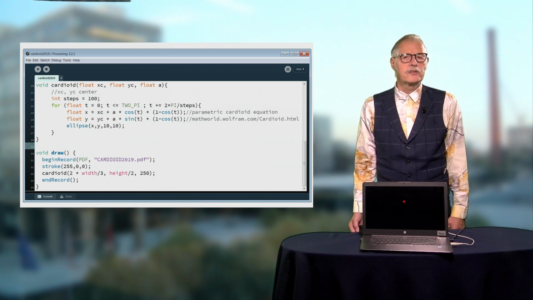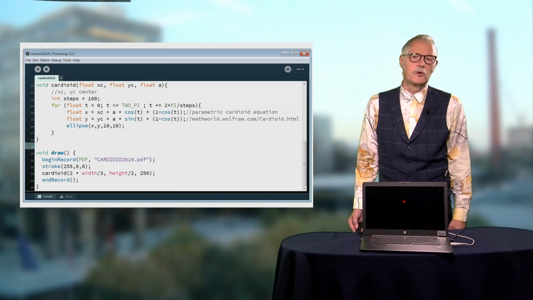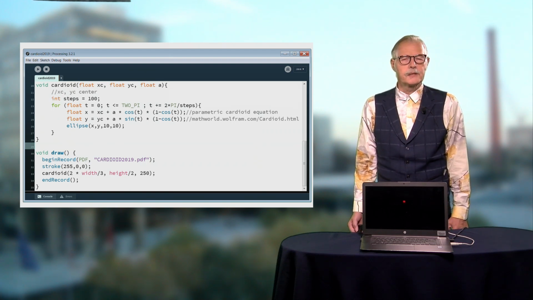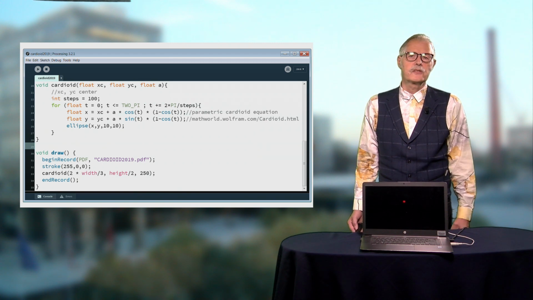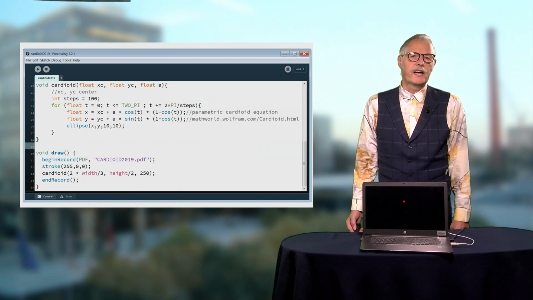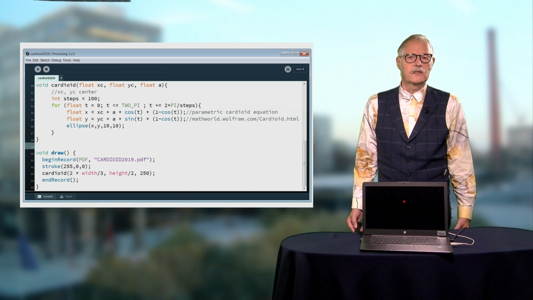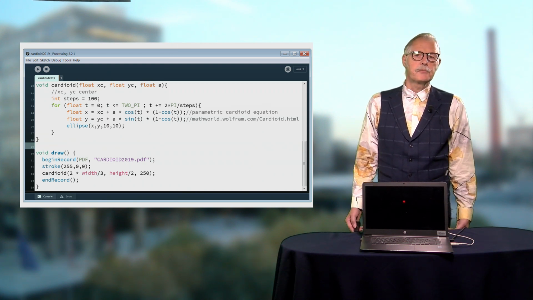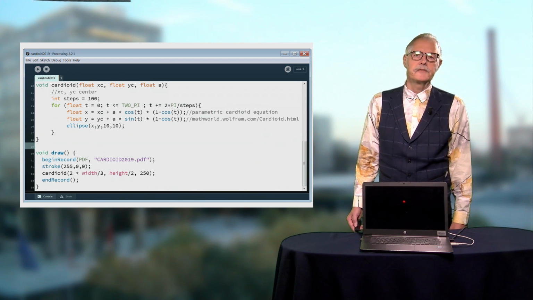In this case, we are going to approach the ellipse by small dots. So you see the processing command called ellipse that is making small circles with a point size of 10. And the main draw program is going to draw the cardioid slightly to the right of the center of the screen, a cardioid with an A parameter of 250.